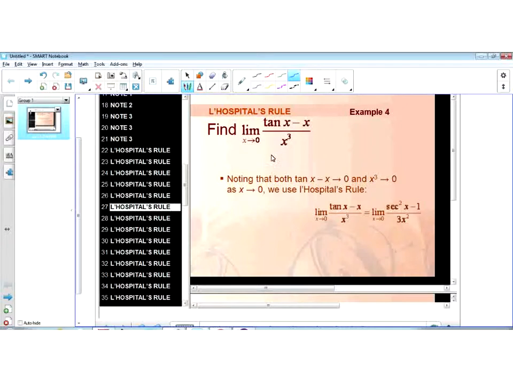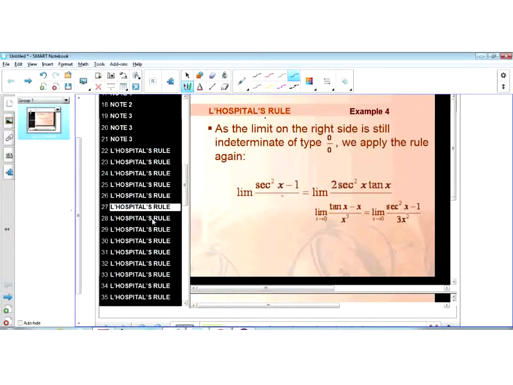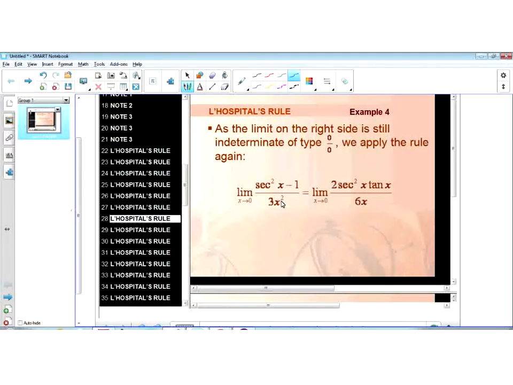All right, in this case, limit as x approaches 0 of (tan x minus x) over x cubed. That's a 0 over 0 type. So applying L'Hopital's rule, the derivative of the numerator is secant squared x minus 1. The derivative of the denominator is 3x squared. So again, that's an indeterminate type, so you'll have to apply L'Hopital's rule again. And so it's 2 secant squared x tan x over 6x.